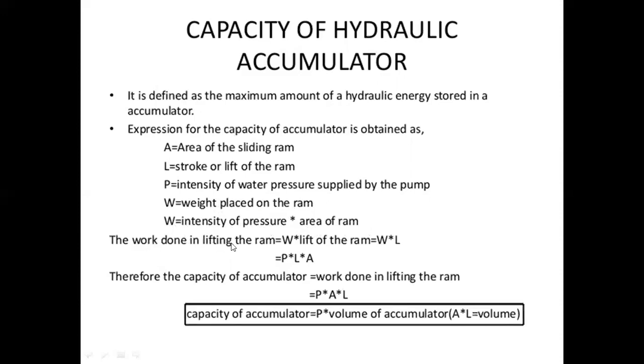The work done in lifting the ram will be what? W into the lift of the ram, W into L. And in place of W, we can write P into L into A. Therefore, the capacity of the accumulator is equal to the work done in lifting the ram, which is P into A into L. A into L is the volume of the accumulator, so you can write P into V.